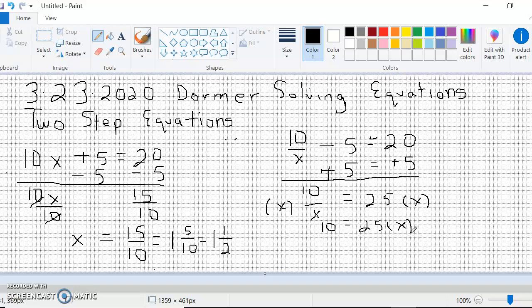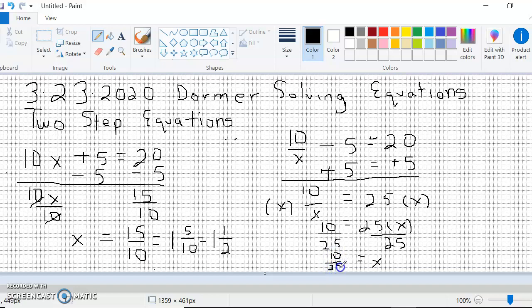Okay, so now I still have a few more things to do. I need to get rid of that 25 so I can isolate my x. So it's divide by 25 over here. Okay, and what I do on one side, I must do on the other side. That's 25 over here. So my x is now equal to 10 over 25.